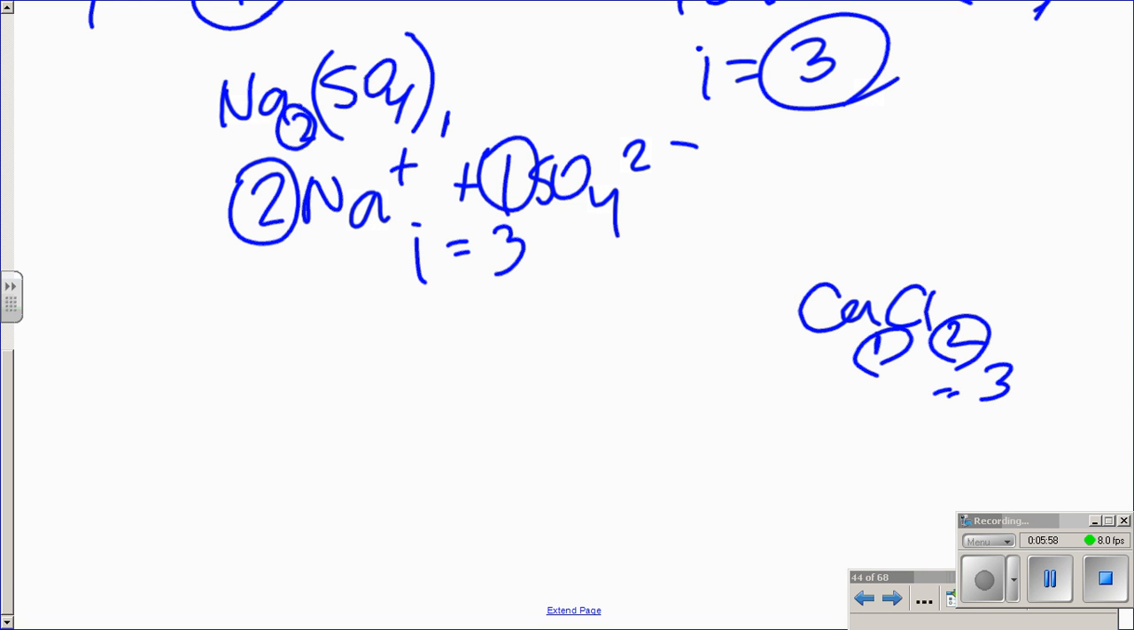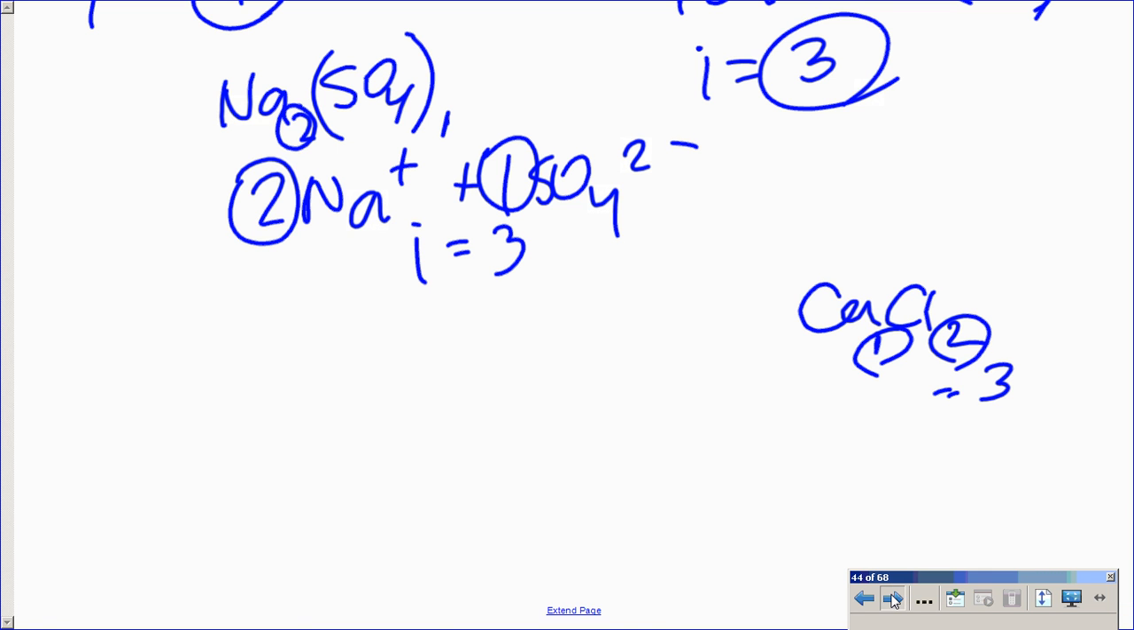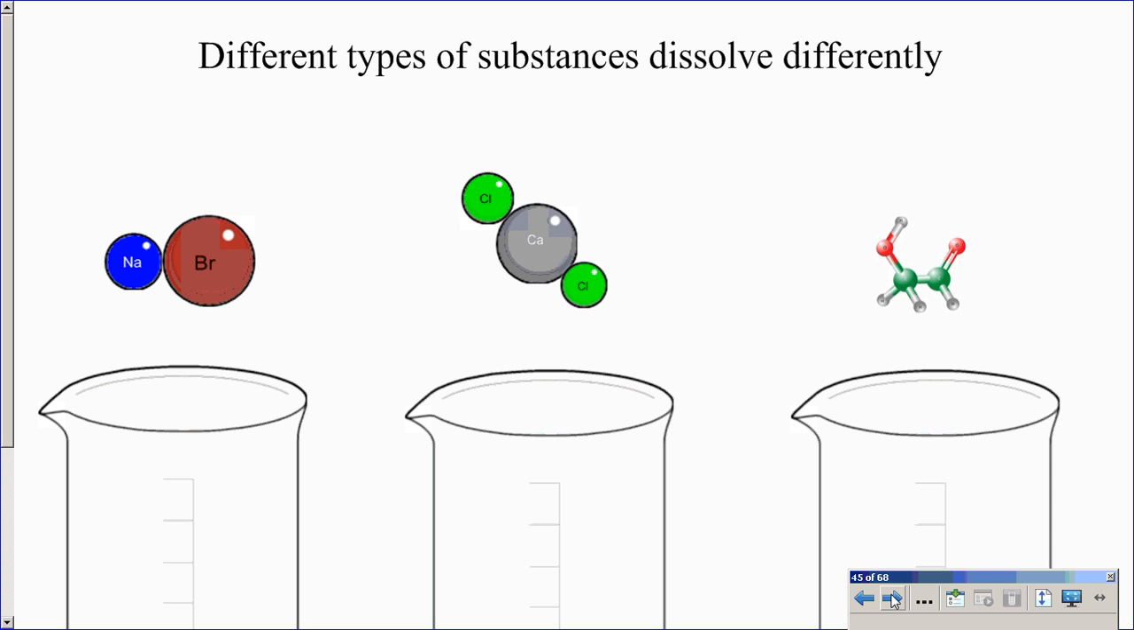Okay, so basically if I give you something covalent, how many particles go into solution? 1. If I give you something ionic, break it up and count it up. Okay, so we're going to talk about that in picture form, and then we're going to do some calculations with it today. So you can see, these are just more examples. Sodium bromide, calcium chloride, ethanol.